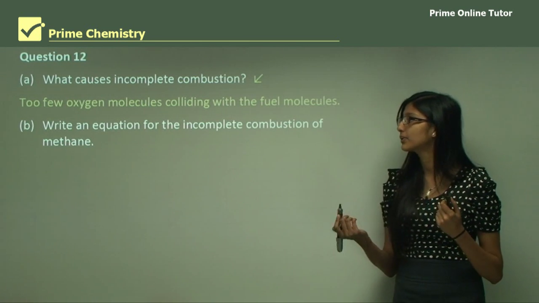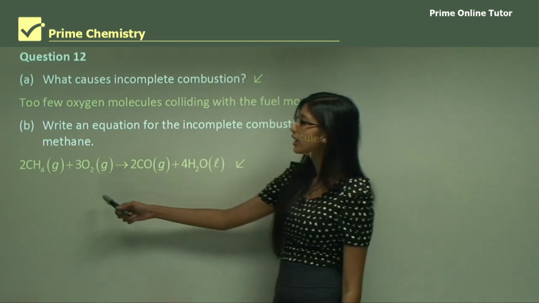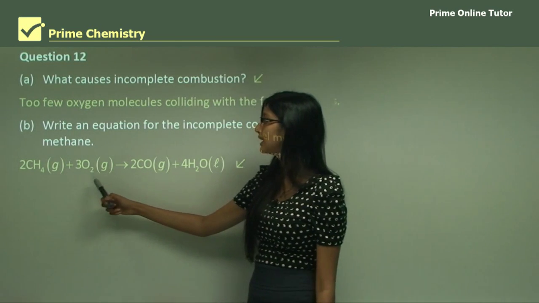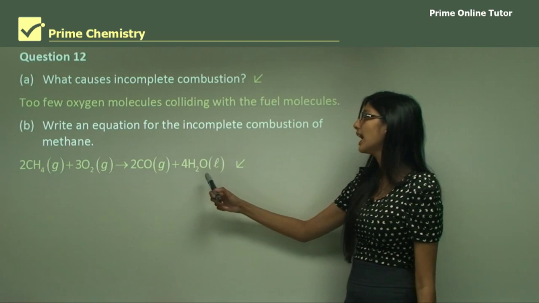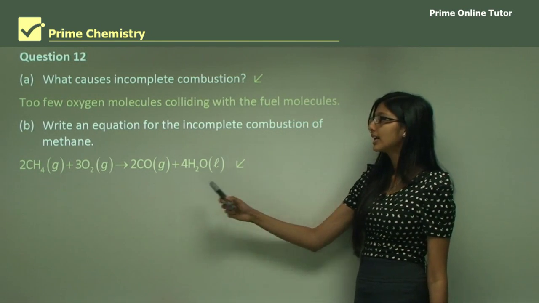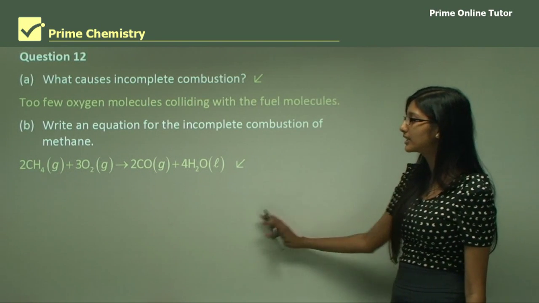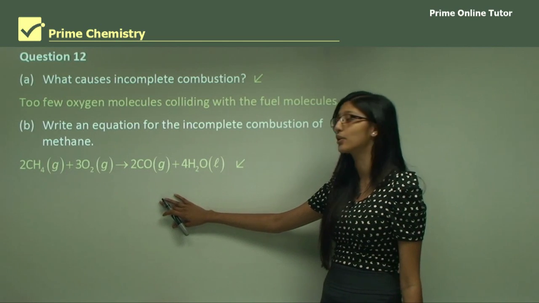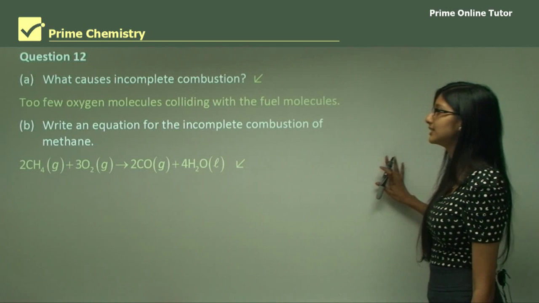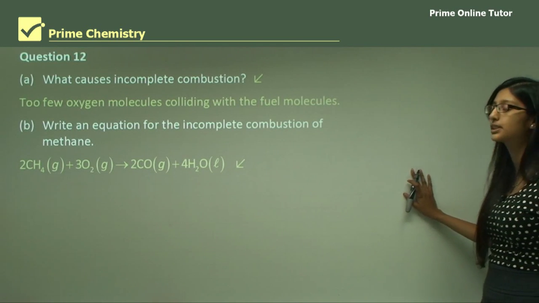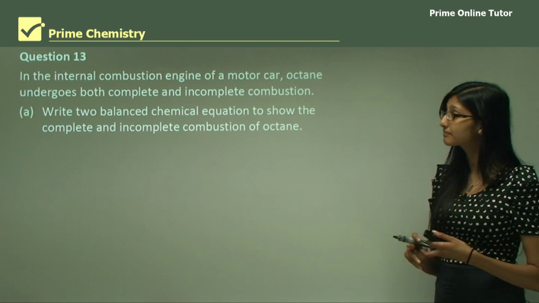And let's write an equation for incomplete combustion of methane. So this will include two molecules of methane plus three molecules of oxygen gives two molecules of carbon monoxide and four molecules of water. Now, this is an incomplete combustion equation because, as you can see, no carbon dioxide was produced at all, only three molecules of oxygen were used. And hence, this is a correct equation for incomplete combustion of methane. Now, let's move on to question 13.